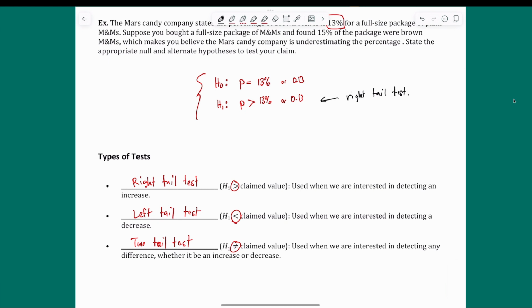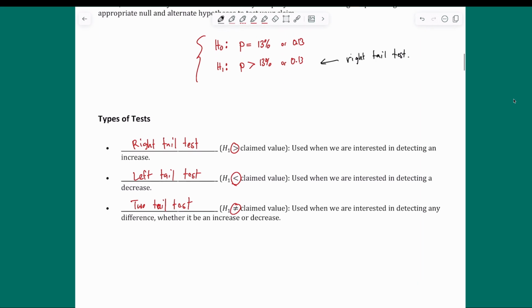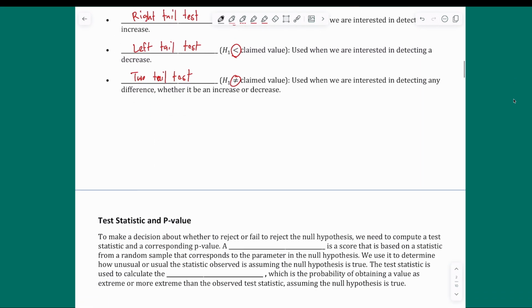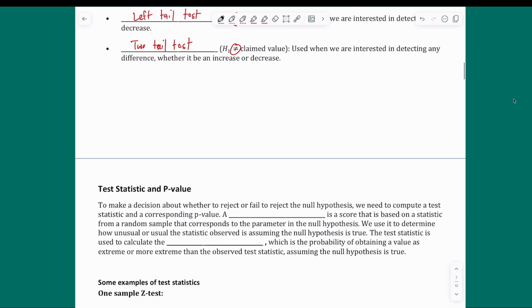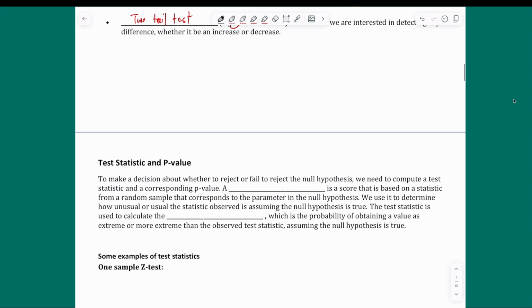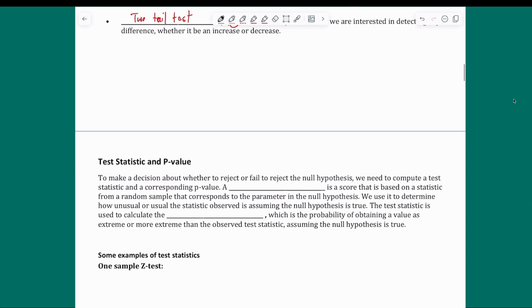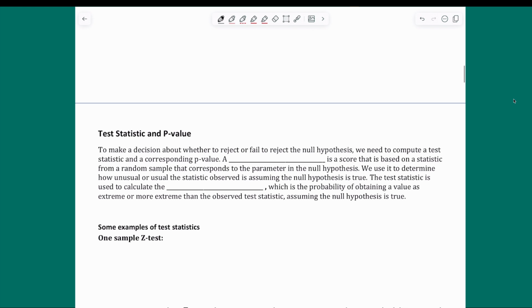Now, once you formulate this null and alternative hypothesis, it's usually time to go collect data and calculate some numbers after you collect the data. Those calculations are what we refer to as a test statistic and a p-value. So to make a decision about whether to reject or fail to reject the null hypothesis, we need to compute what's called a test statistic and a corresponding p-value.